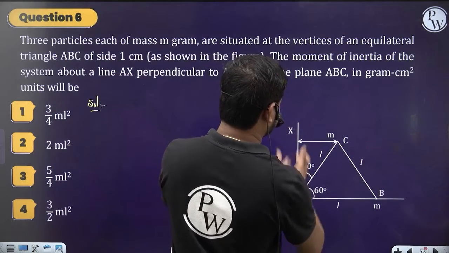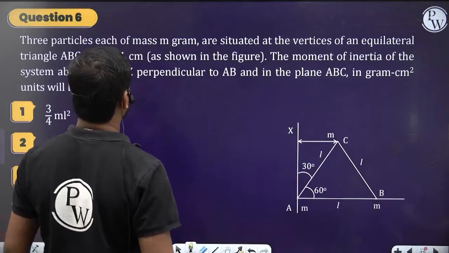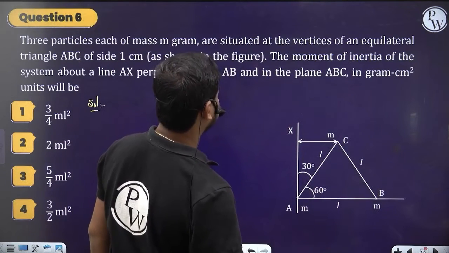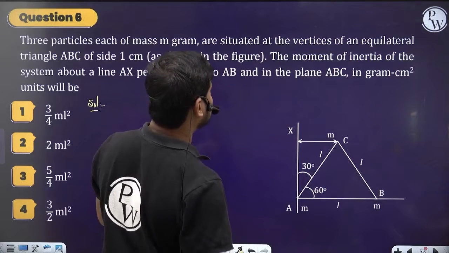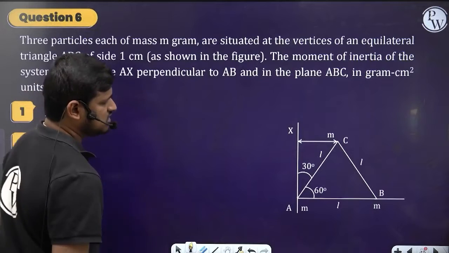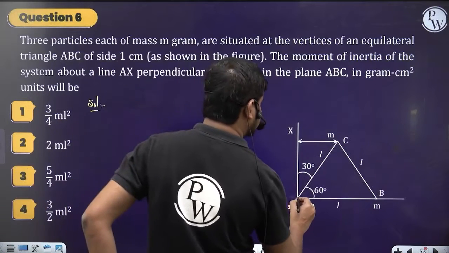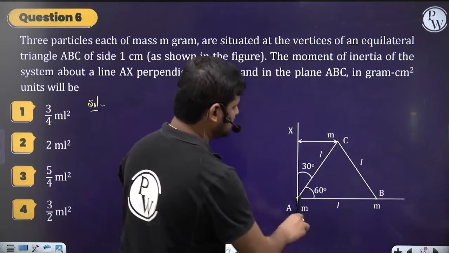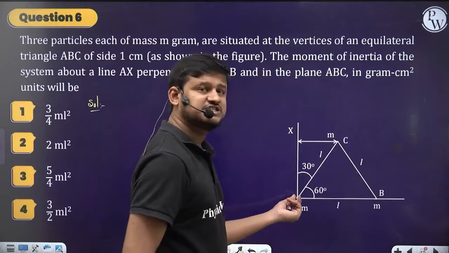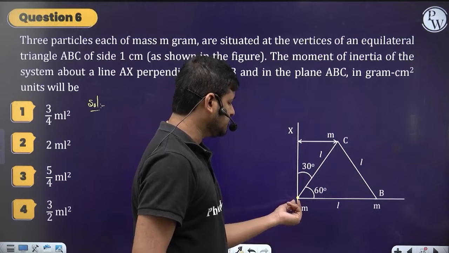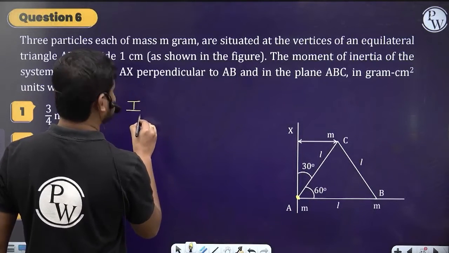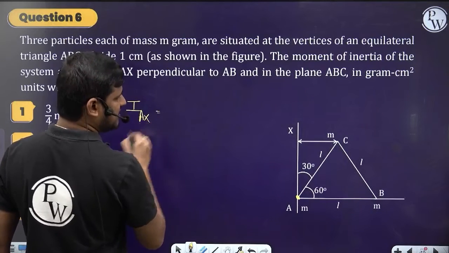is required, which is perpendicular to AB. The answer is in gram per centimeter square units. The simple thing is, about this axis we required, yes or no? This mass m is at a distance 0, so the moment of inertia due to this mass will be 0. Right. So now we need the moment of inertia about the line AX, which will be equal to the moment of inertia due to this mass and the moment of inertia due to this mass.